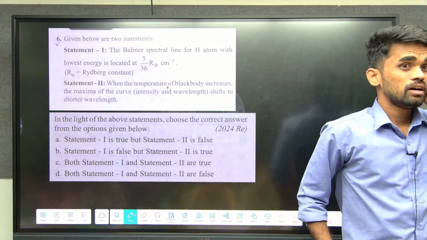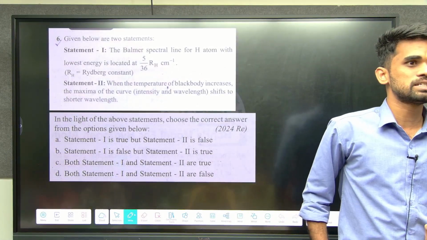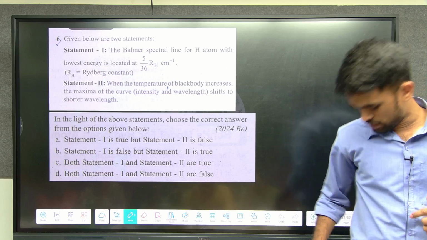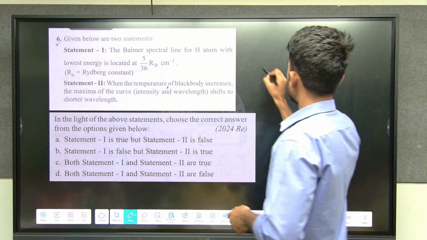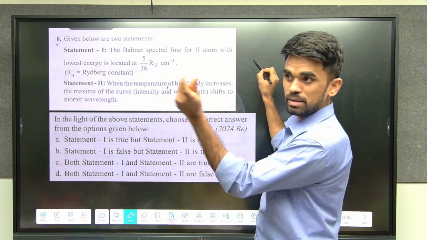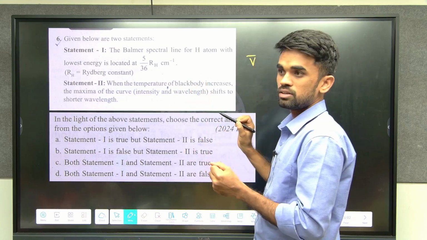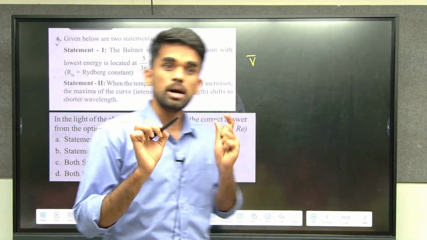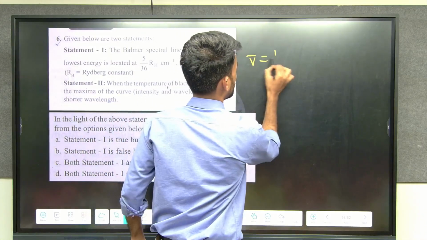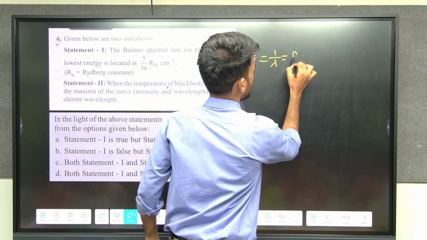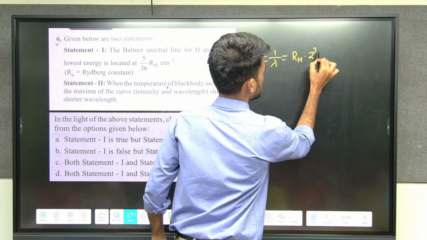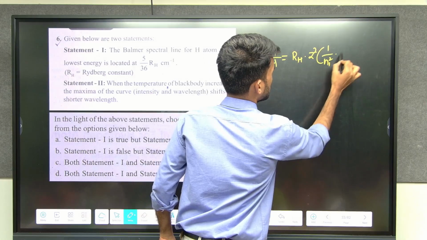Lastly, I gave you one equation called Rydberg's equation. Tell me that equation fast, from the basics. Nu bar means what? Wave number equals 1 by lambda equals RH Z square times 1 by N1 square.